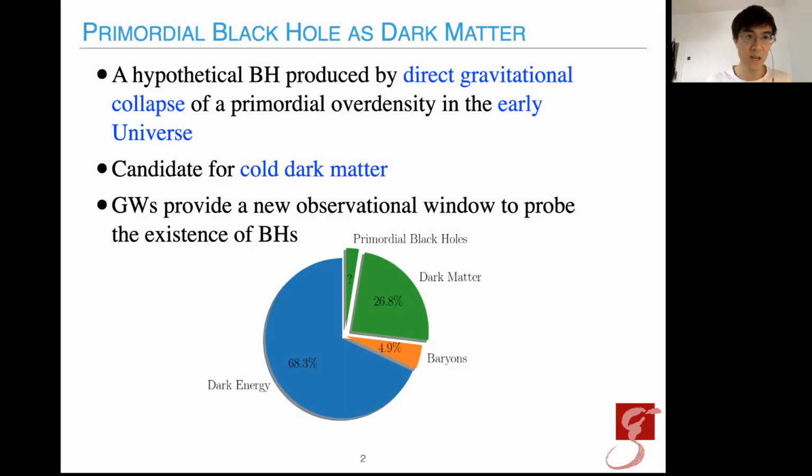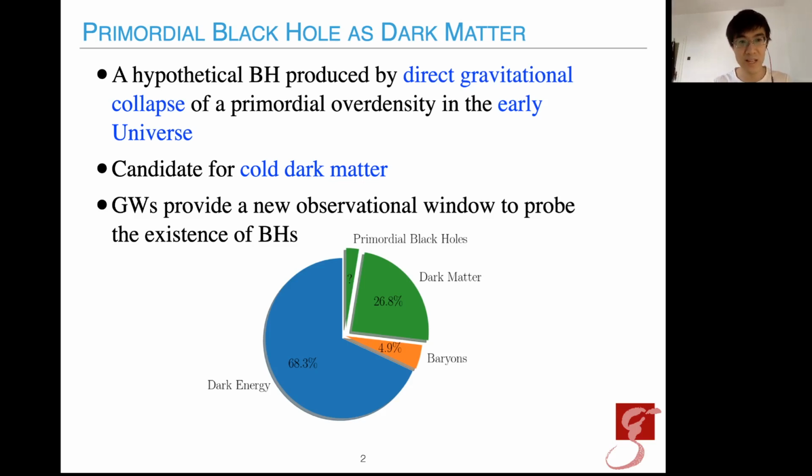So I will start with talking about primordial black holes. We know that LIGO Virgo has already detected dozens of binary black hole events, and the origin of these black holes is an interesting question. One formation channel is that they are the product of stellar evolution. Alternatively, they can also be primordial black holes. They are a kind of hypothetical black hole produced by direct gravitational collapse of primordial overdensities in the very early universe. And they can be a candidate for cold dark matter, in the sense that primordial black holes are consistent with all the properties that dark matter requires.